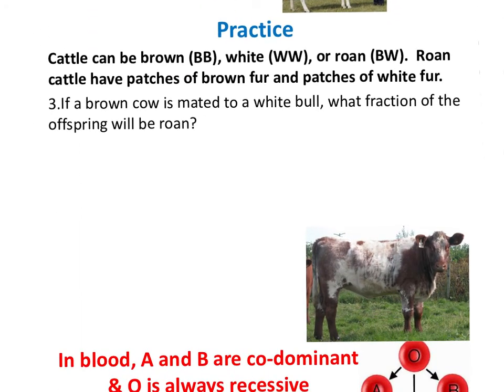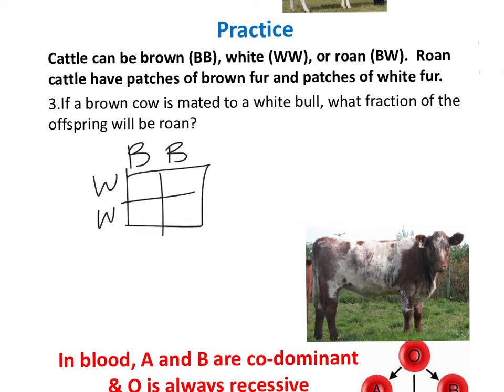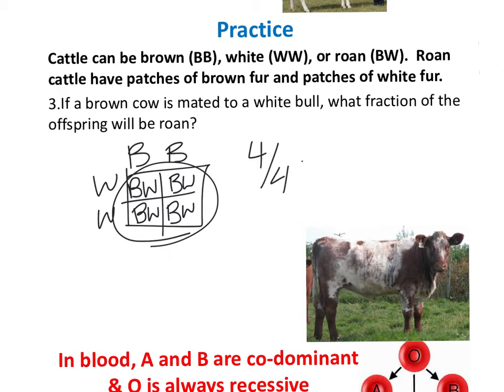So let's try an example. This is about the cows. If I have a brown cow and it is mated to a white bull, my intermediates will be neither red nor white, but they will be what I call roan. So what fraction will be roan? All of them, 4 out of 4, which is 1 over 1, which is 1. All of them will be roan.